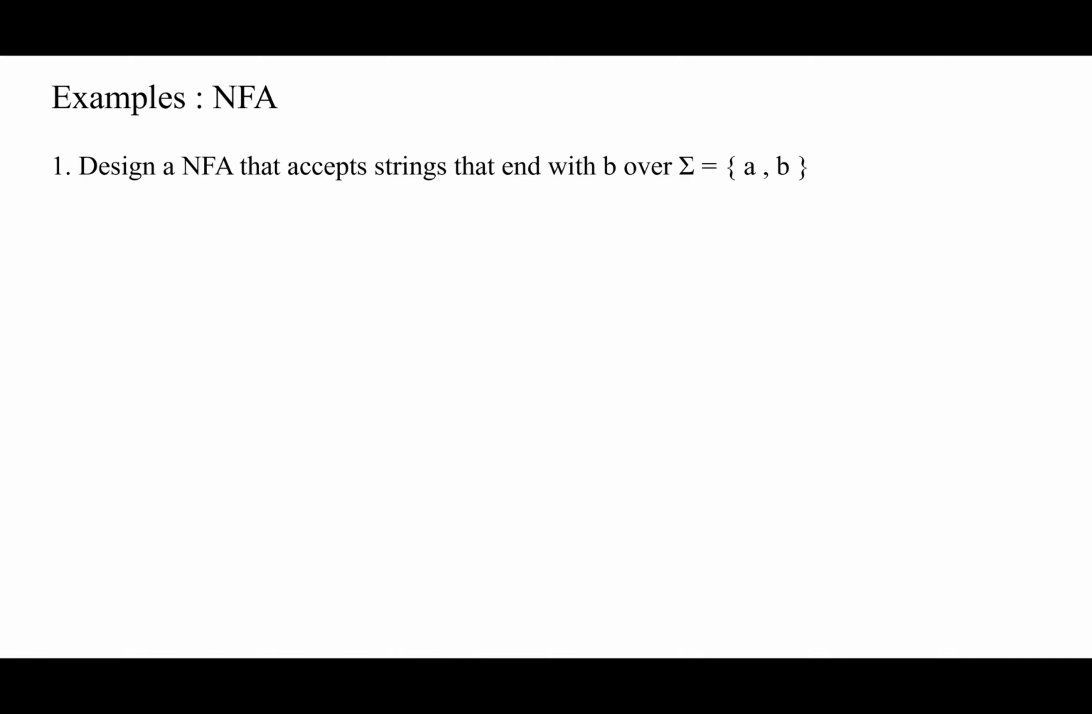So we have to design the DFA where the string ends with the B. So what can be an input symbol? So it is AB or ABBB or AAAB. So it should end with the B. Before the B, it can have a multiple number of A's and B's. Okay, so we can take the initial state as Q0.